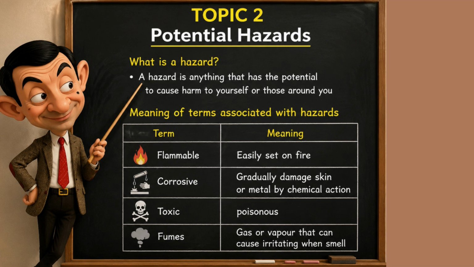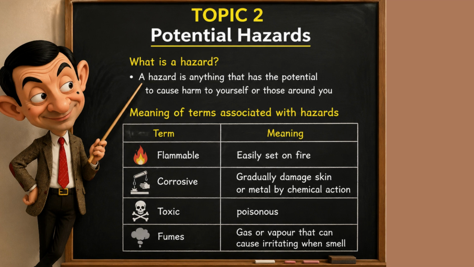Let's get started. A hazard is anything that has the potential to cause harm, injury, damage to property, or harm to the environment. Meaning of terms associated with hazards. When working in a mobile phone repair workshop, technicians come across different warning labels and safety terms. Understanding these terms helps prevent accidents and ensures a safe working environment.